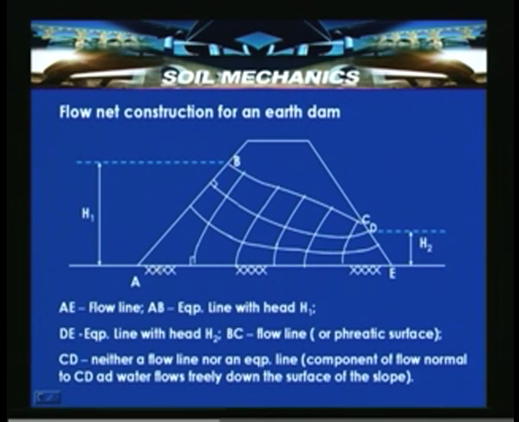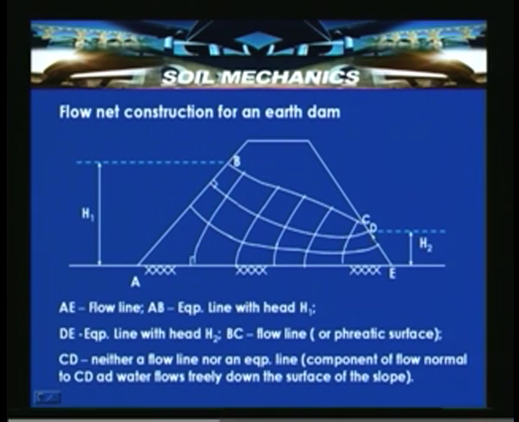So, if you look into this upstream phase, it is the equipotential line with a head H1 at all points. So, AB is an equipotential line with head H1, total head H1 at all points, and AE is a flow line. If this boundary is assumed as an impervious boundary, then AE turns out to be a flow line.